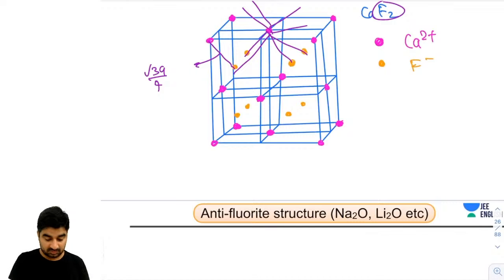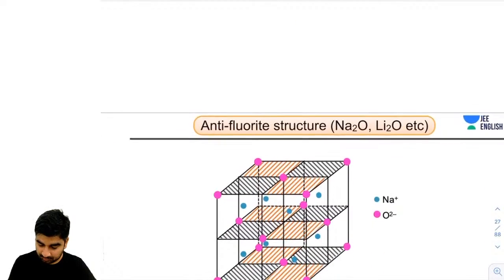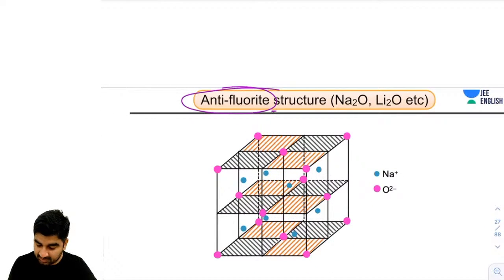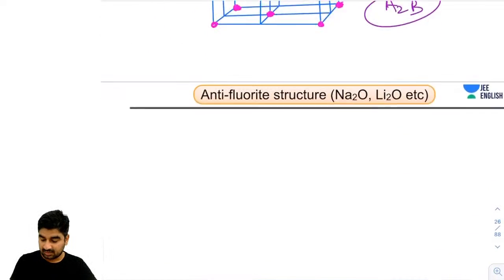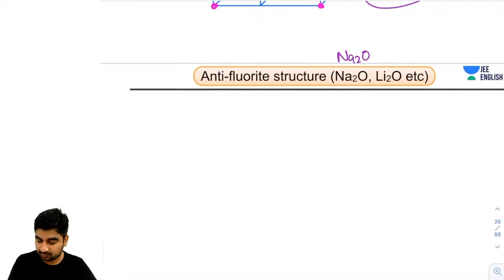So guys, we have just done the fluorite structure. Now we will do the anti-fluorite. What is this anti-fluorite, guys? Anti-fluorite is basically the anti-fluorite structure. Fluorite is generally AB2, so anti-fluorite will be A2B type, like we have Na2O, like we have Li2O.